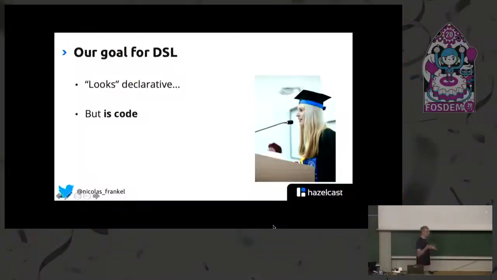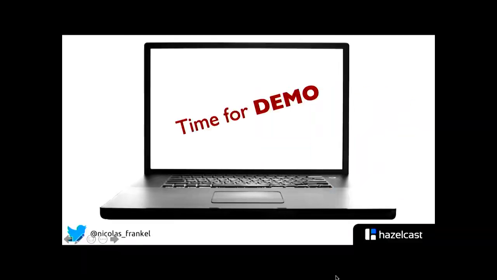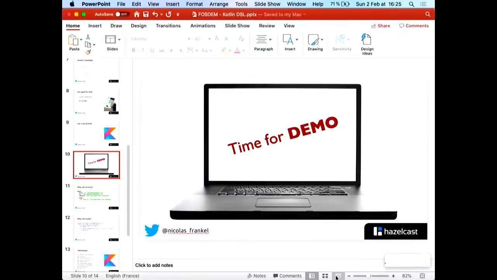So I want to create a DSL that looks declarative and is still code. And let's use Kotlin to do that. So let's start.